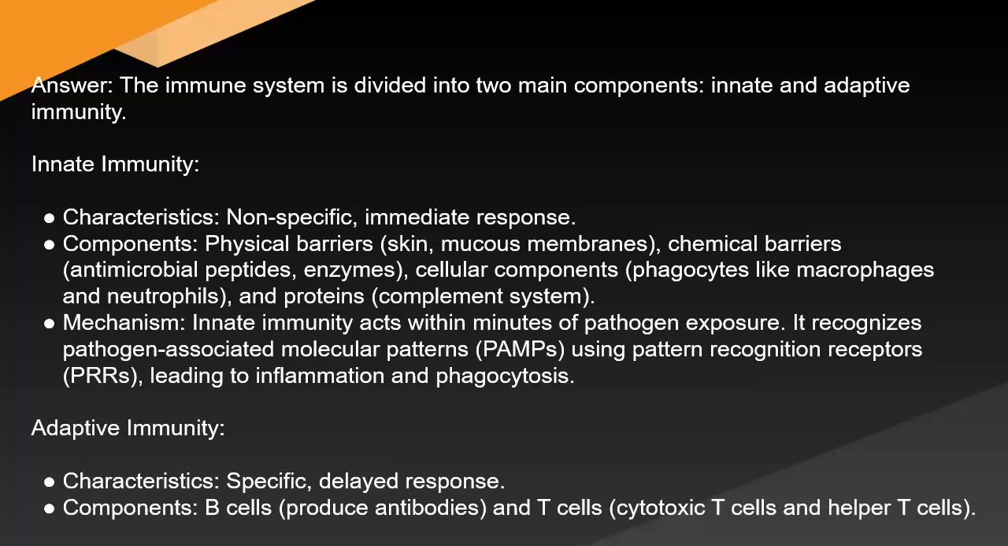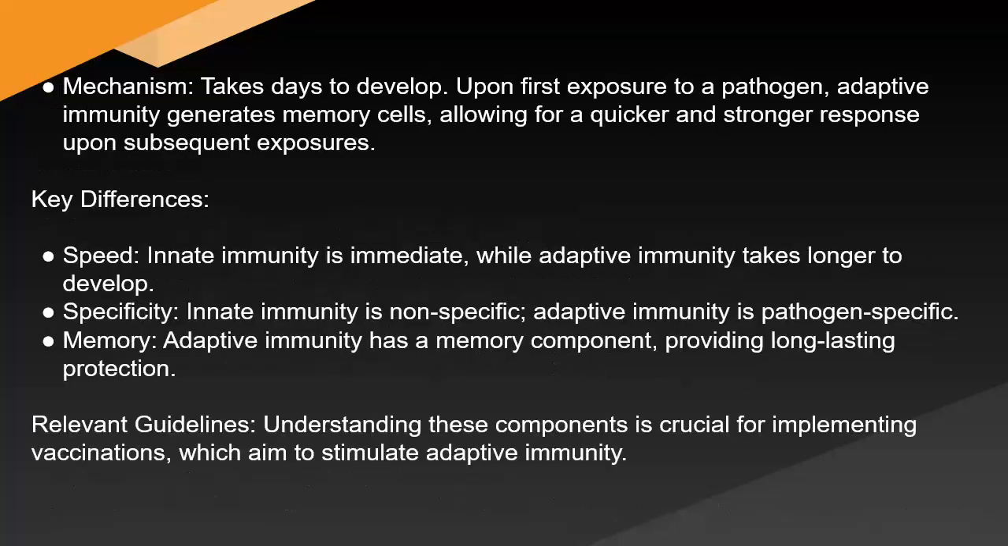Complement system. Mechanism: innate immunity acts within minutes of pathogen exposure. It recognizes pathogen-associated molecular patterns (PAMPs) using pattern recognition receptors, leading to inflammation and phagocytosis. Adaptive immunity characteristics: specific, delayed response. Components: B cells produce antibodies, and T cells, cytotoxic T cells and helper T cells. Mechanism: takes days to develop.